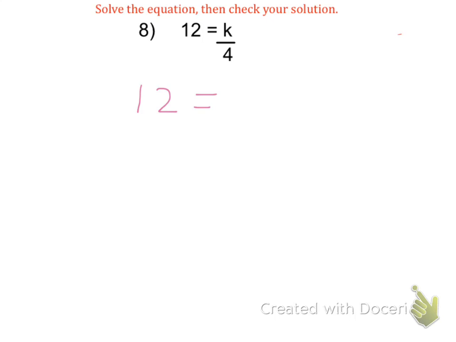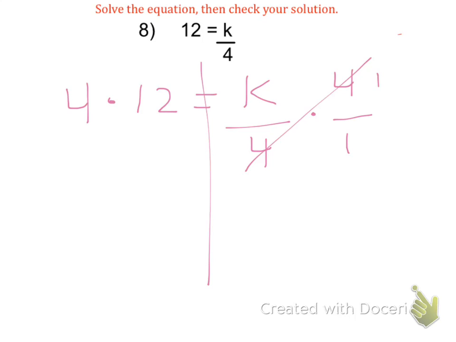Okay, we have 12 equals k divided by 4. The opposite of dividing by 4 is to multiply by 4. That's one way you can do it. These pretty much cancel each other out, so you are left with k. 12 times 4 is 48.